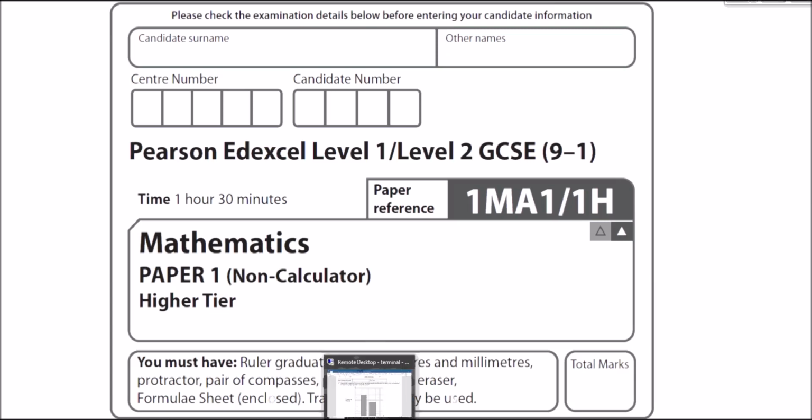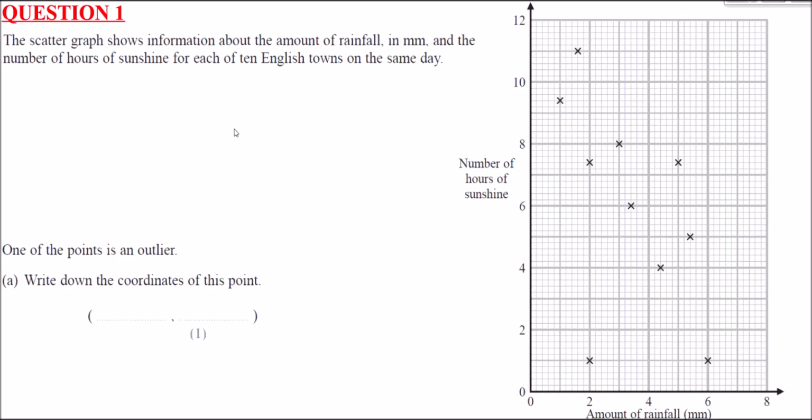Let's have a look at question number 1, what that was and how to solve it. Question 1 on this paper, it was about a scatter graph showing information about the amount of rainfall in millimetres and the number of hours of sunshine for each of 10 English towns on the same day. One of the points is an outlier, it says.